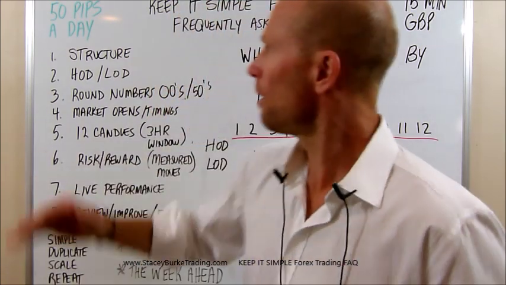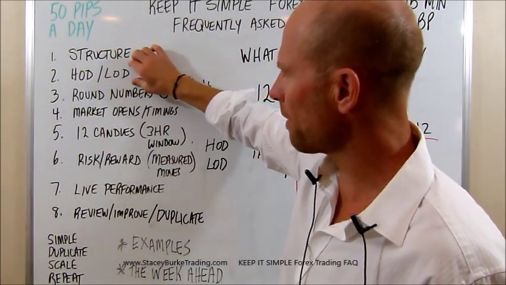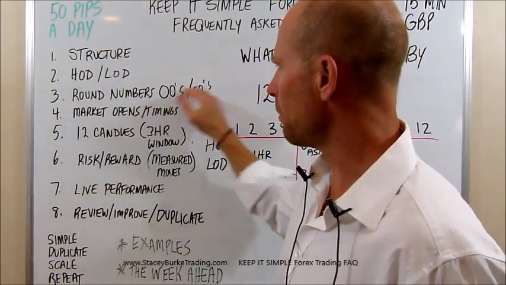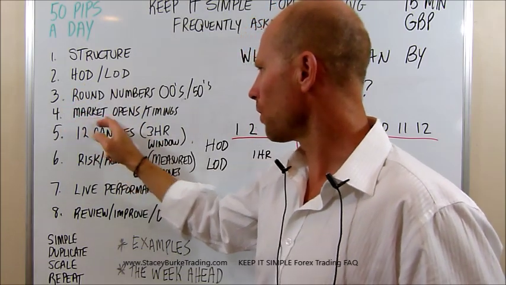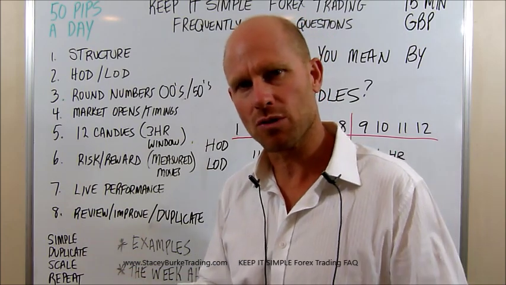So again, the whole goal of this is simplified. We want structure. We want to be working near the high or near the low of the day. We want to be working at numbers. We're looking at the market opening times, and we're narrowing this down to a 12 candle window.